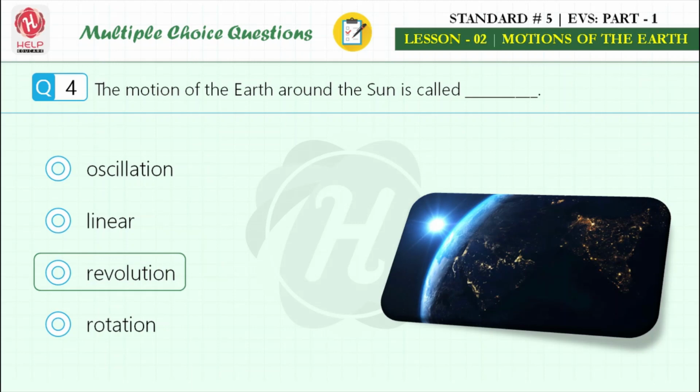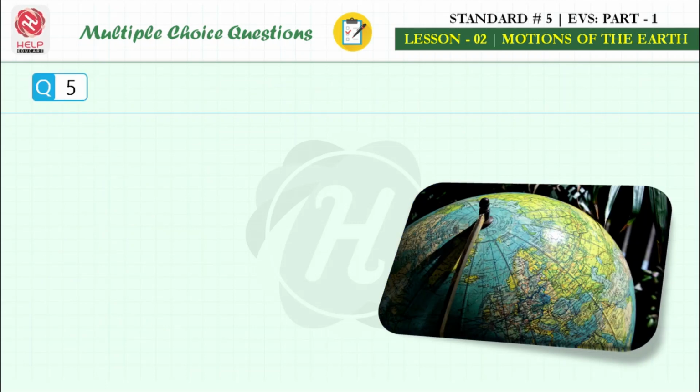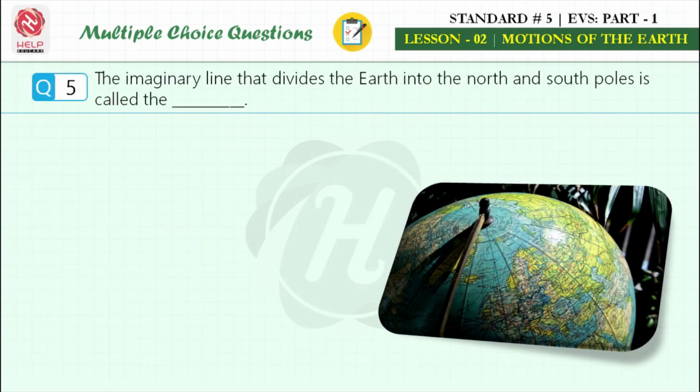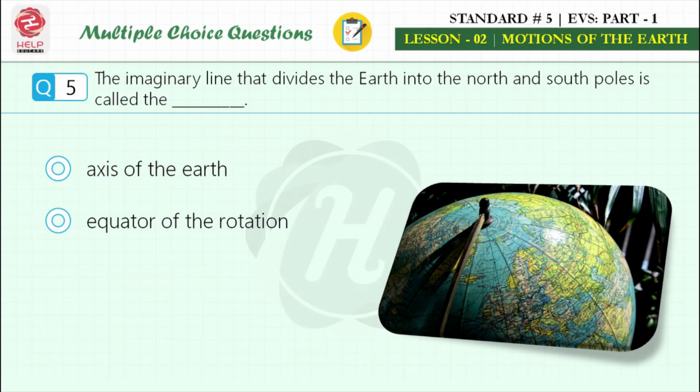Correct answer is revolution. Question number 5. The imaginary line that divides the Earth into the North and South poles is called dash. First option, axis of the Earth. Second option, equator of the rotation. Third option, plumb line of Earth.